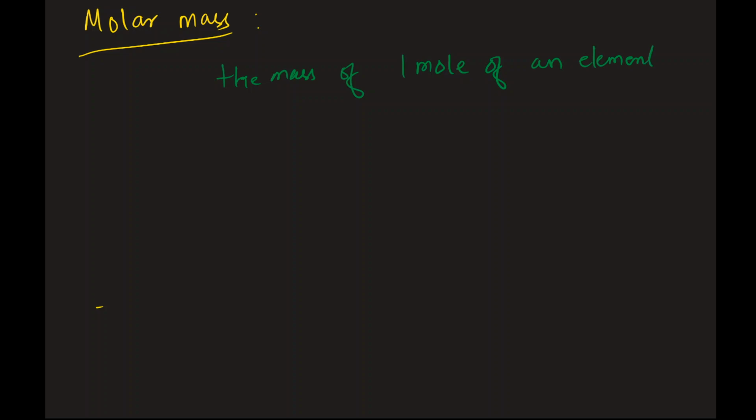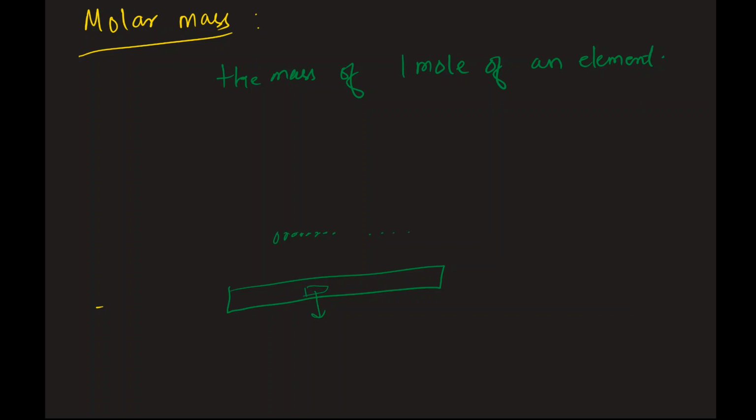So what does this mean? What is 1 mole? 1 mole equals 6.02 times 10 to the power 23 atoms of that element. So if I line up all those atoms, 6.02 times 10 to the power 23 of them, and put them on my scale, whatever my weight would be, that's my molar mass. Do you guys get it?